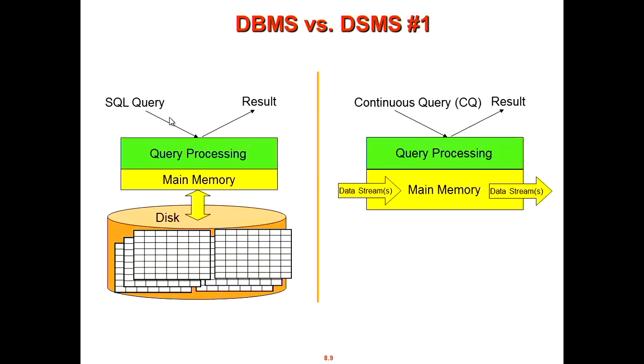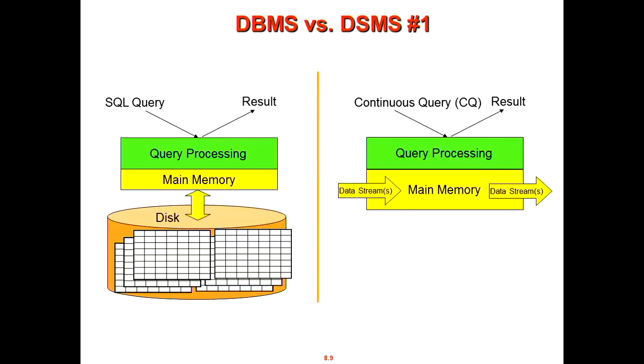In a traditional database, you only need to process the query once. If you submit this query to the system, your answer is fixed. You can just process the query and send the result to the user. But here, because the data is not static, it's dynamic, the result of this query keeps changing.